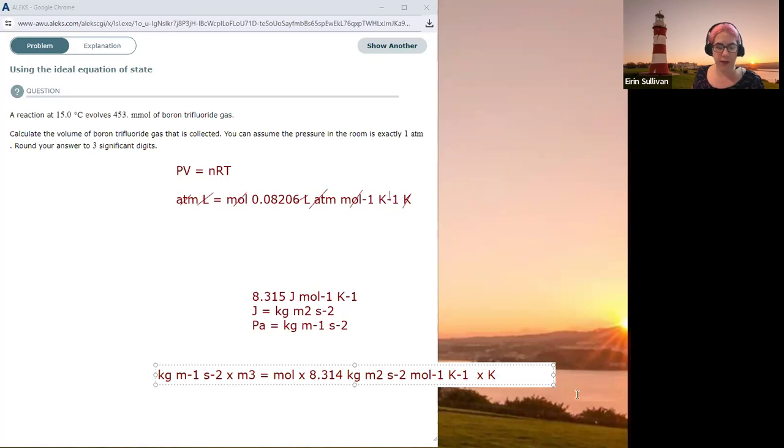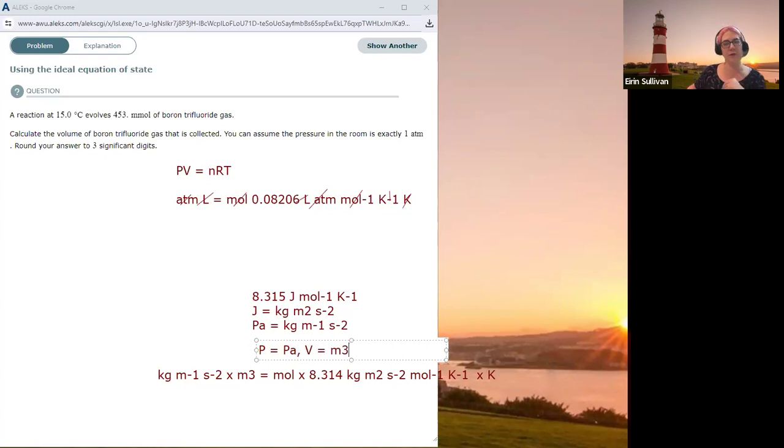As you can see, all these units will cancel out correctly as well. Obviously moles and Kelvin cancel out, and look at the kilograms, meters to the -1 plus meters cubed is meters squared, so that will cancel, and seconds to the -2, seconds to the -2. So that is if your pressure is in pascals and your volume is in meters cubed. That's the only time you'd use the other version of the gas constant, okay? It doesn't come up that often, but I thought you'd want to know.